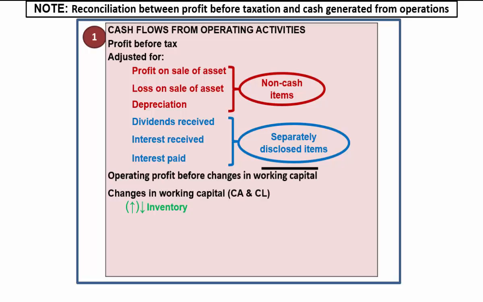So we want to know what is the effect on cash because my inventory went up. If I've got more inventory, I paid for it and therefore my money flowed out. And therefore the amount, the difference between the opening and closing inventory, will be in brackets.